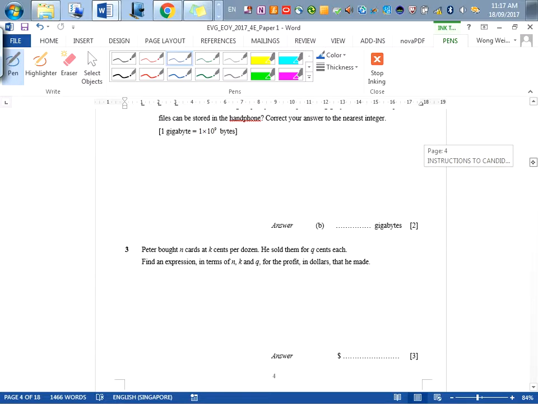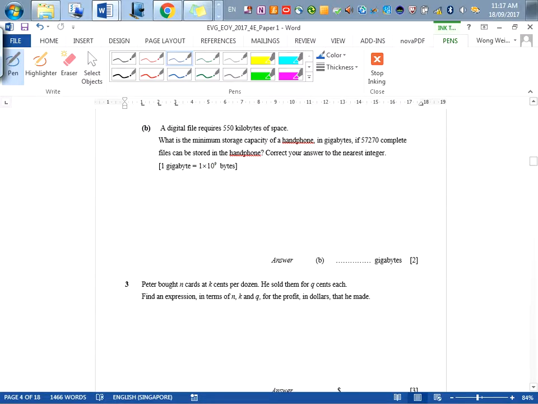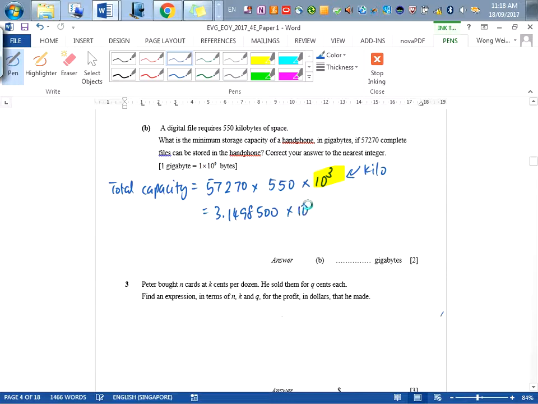Next one, 550 kilobytes of space for one file, minimum storage capacity if we want 57270 complete files. So total space is equals to how many files? 57270 times 550. This is kilobytes, so I multiply by 10 power 3 to make it bytes. Okay, this is from kilo. And we will find that this is equals to 3.1498500 times 10 to the power 7 times 10 to the power 3.